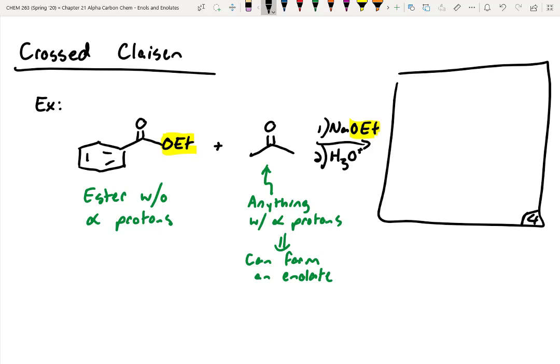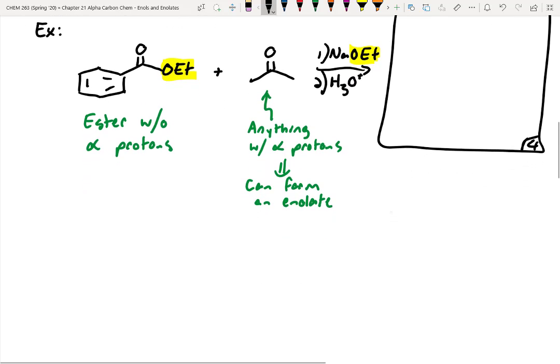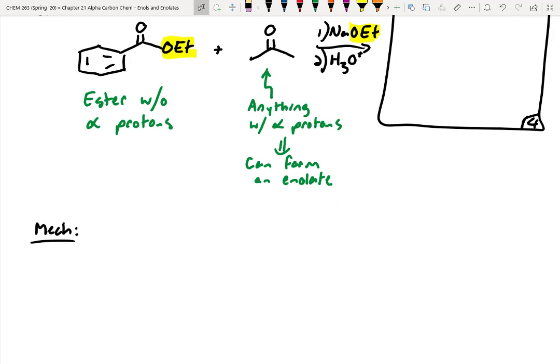So I'll make this worth 4 points. And like I said, there's no shame in drawing out the full mechanism for this. So let's practice. And in this case, I always like starting with the thing that we know will form our enolate. So in this case, the only thing that can form our enolate is acetone, because it's our only starting material that has protons coming off of an alpha position.